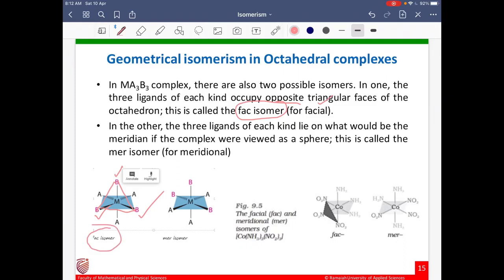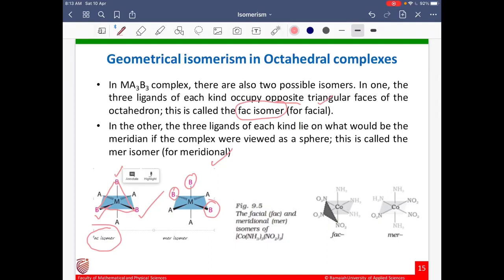In another isomer, see B, B, B. They lie on the meridian if the complex were viewed as a sphere. So this is called meridional isomer. They actually lie on the meridian if you view the complex as a sphere. That's why we call it meridional isomer or mer isomer.